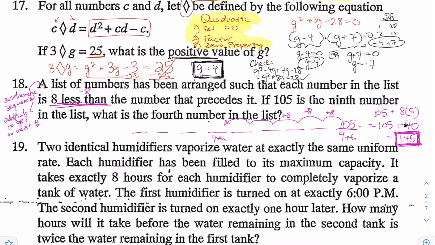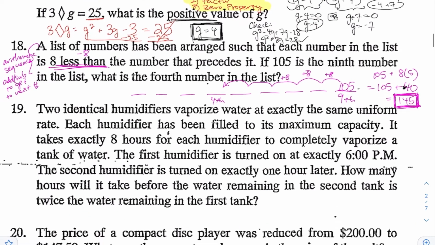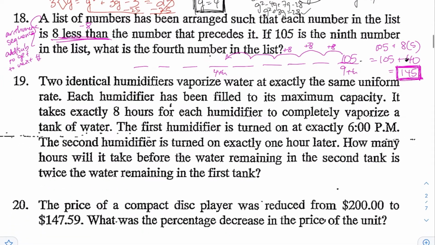Next, for number 19, 2 identical humidifiers vaporize water at exactly the same uniform rate. Each humidifier has been filled to its maximum capacity, and it takes exactly 8 hours for each humidifier to completely vaporize a tank of water. The first humidifier is turned on at exactly 6 p.m., and the second is turned on 1 hour later. How many hours will it take before the water remaining in the second tank is twice the water remaining in the first tank?